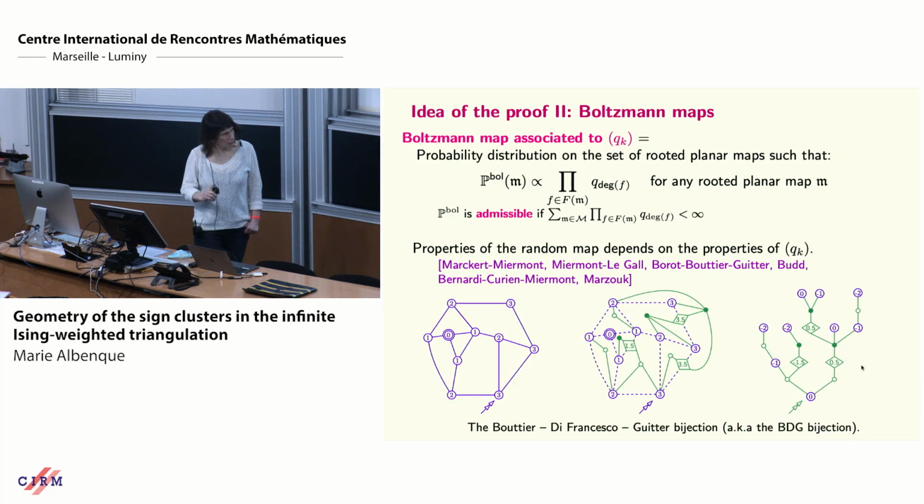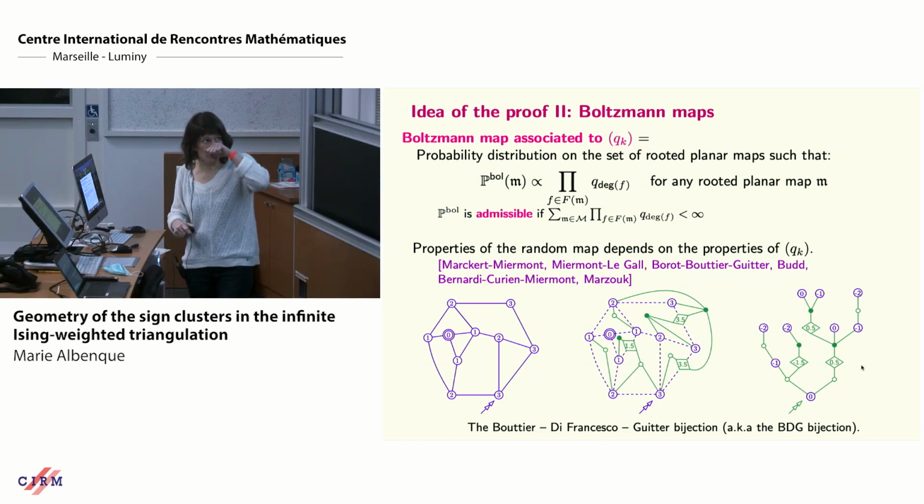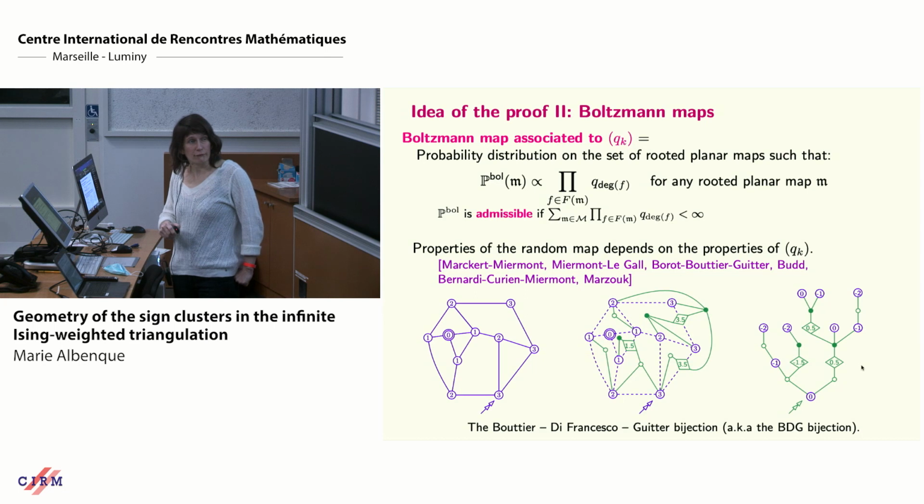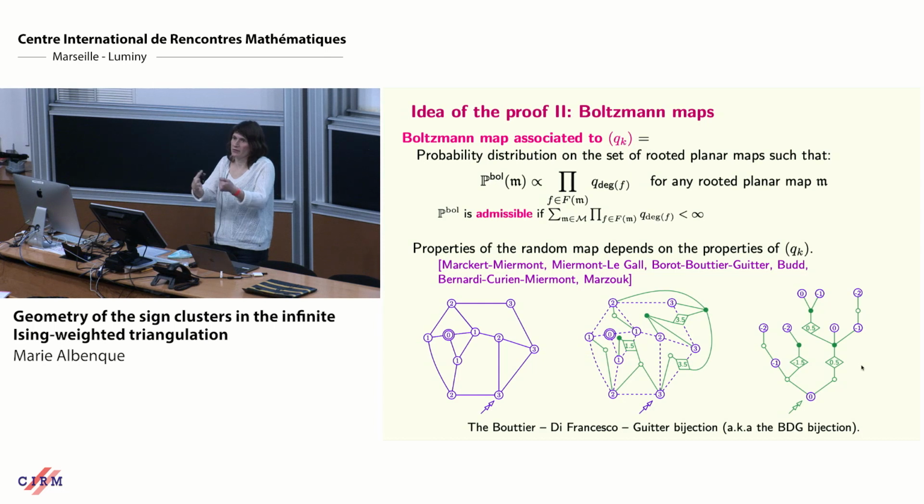And these papers all rely on an encoding of the map by a tree via the so-called Bouttier-Di Francesco-Guitter bijection, where the degrees of the faces are encoded by the degrees of the vertices in the associated tree. So that's why, when you look at a Galton-Watson tree, you have a fairly good control about the degree of the nodes, and this gives you some similar control on the degree of the faces in the corresponding map. That's why we have this very natural setting for maps which emerge from what we know about Galton-Watson.